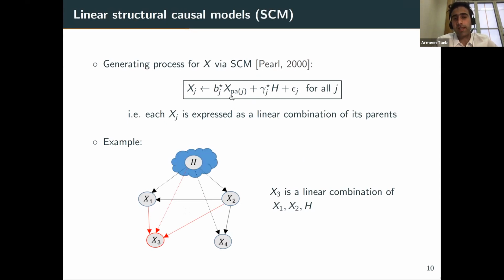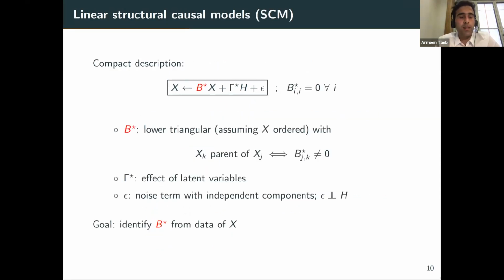Here, every variable is expressed as a linear combination of its parents among observed variables and latent variables. So for example, x3 is expressed as a linear combination of x1, the latent variable h, and x2. Now you could do that for every node in the system. You can also compactly represent it as I have here, where it may seem a little bit strange because x is on both sides, but it's important to note that B star here, which represents a population parameter, has zeros on the diagonal, and further after some reordering is lower triangular. And B star is an important quantity, why I've highlighted it, because it encodes the graphical structure, namely x_k is a parent of x_j in the graph if and only if the corresponding entry in B star is non-zero.